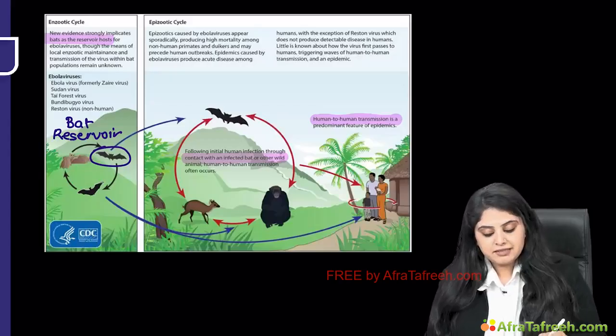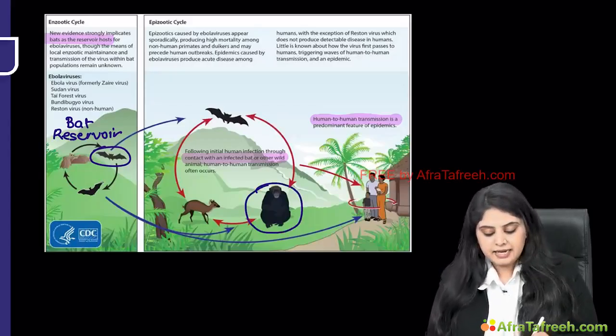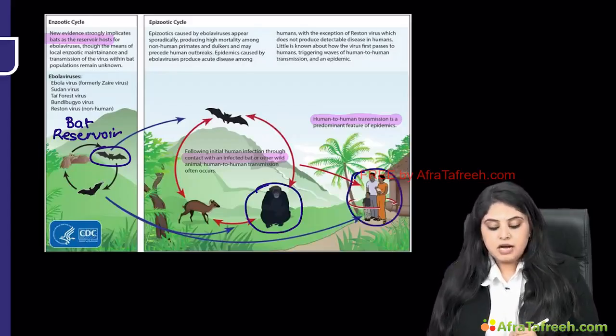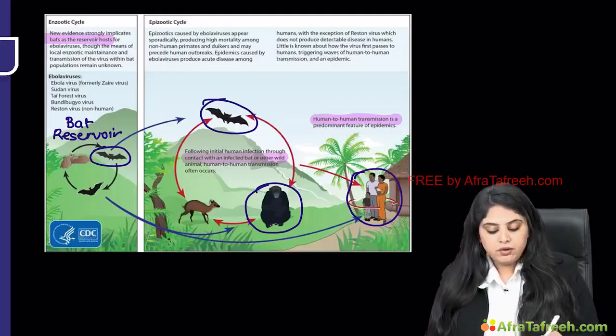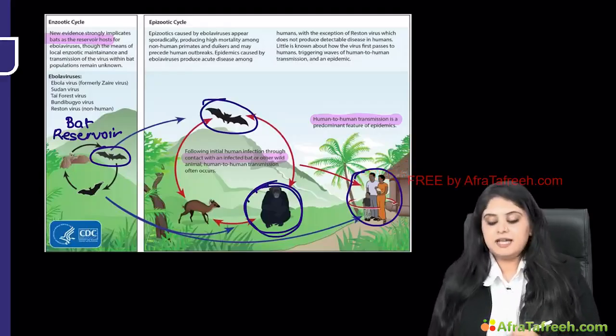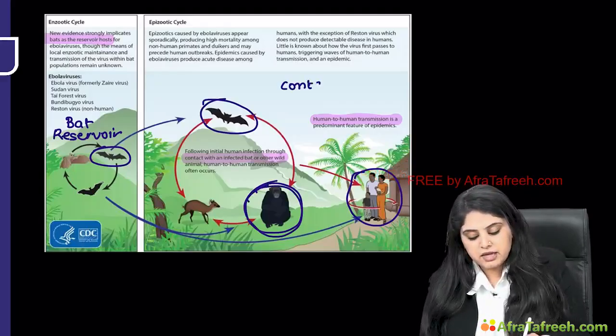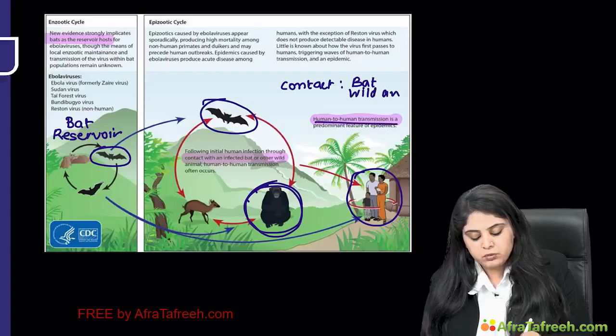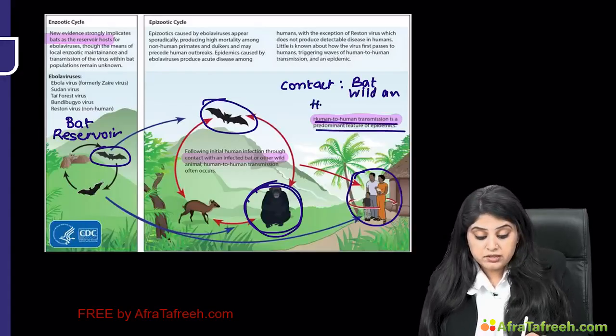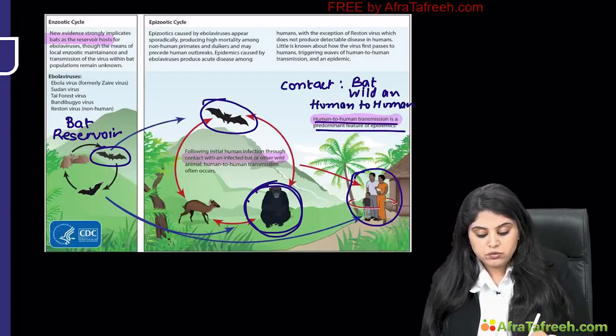Along with the bat, I can see that the wild animals are also affected, and that is how it's coming to humans. So how is it coming to the humans? Either we have come in contact with a bat or we have come in contact with some wild animals. But human to human transmission over here is known. Human to human transmission is also known for Ebola virus.